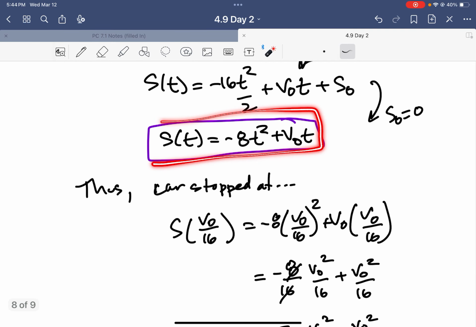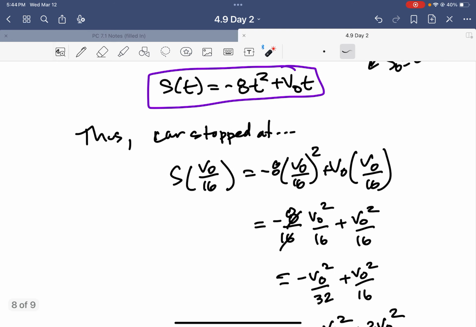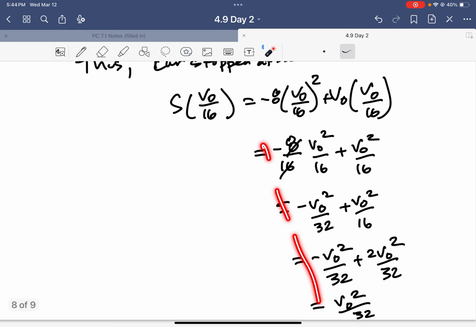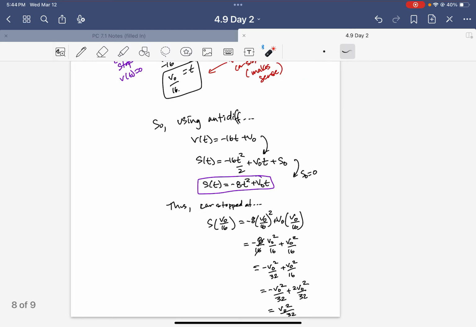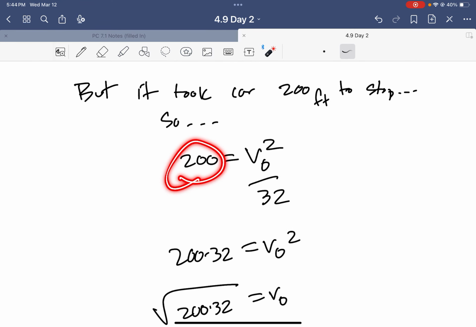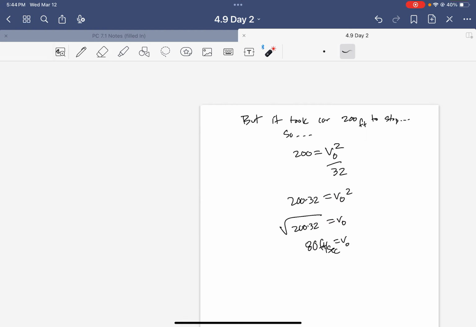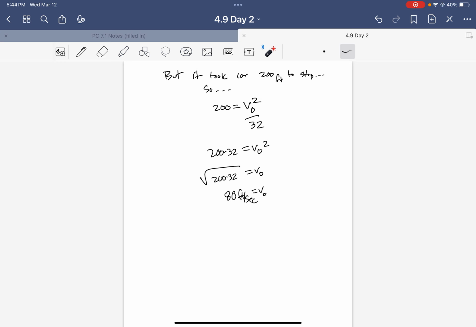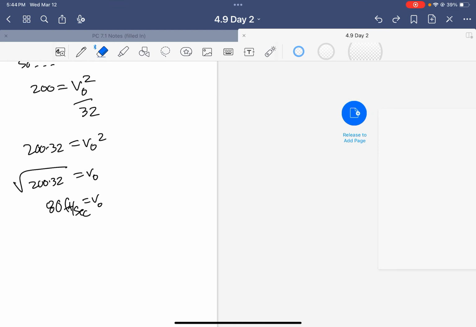Into my position function, I can plug in the time when we stopped, v naught over 16. When I do that and do some algebra, I get v naught squared over 32 is where we stop. But it said it took 200 feet to stop. So when I set that equal to v naught squared over 32, we find that 80 feet per second was my initial velocity.